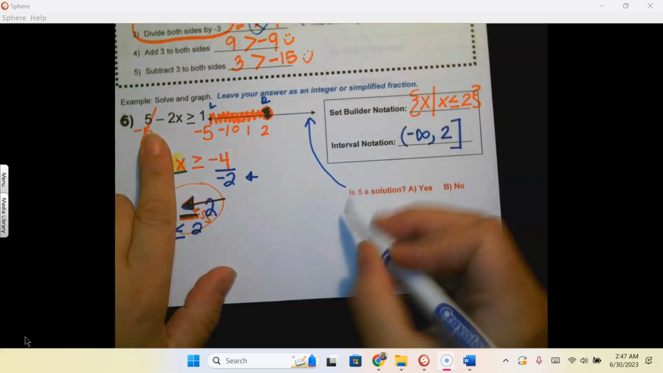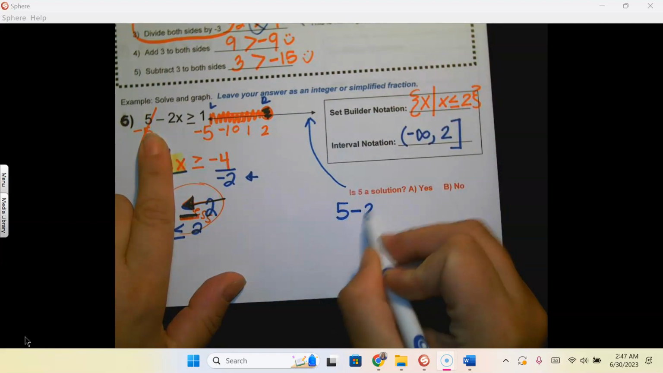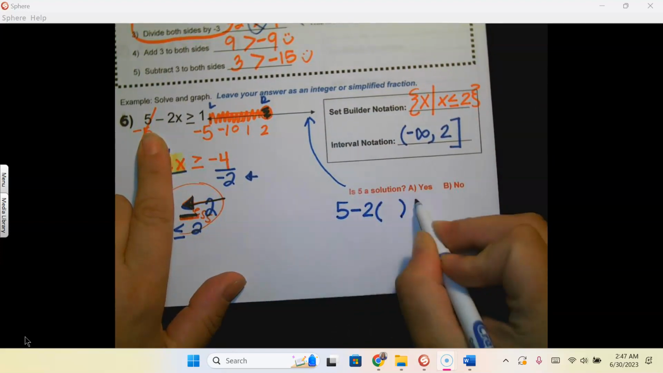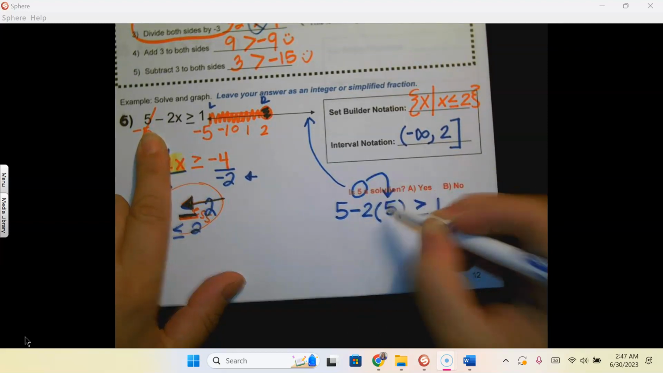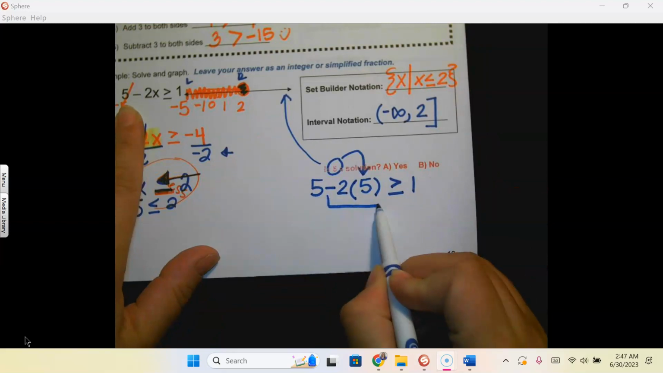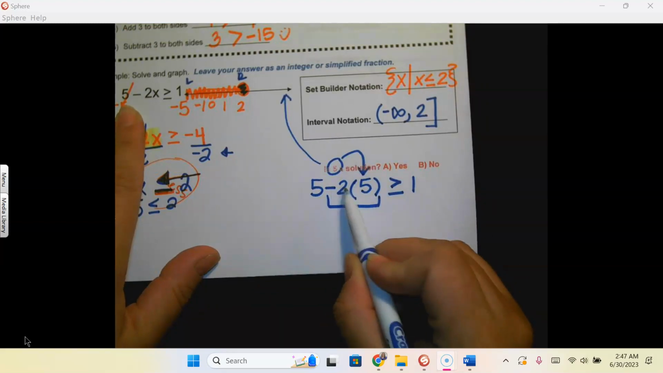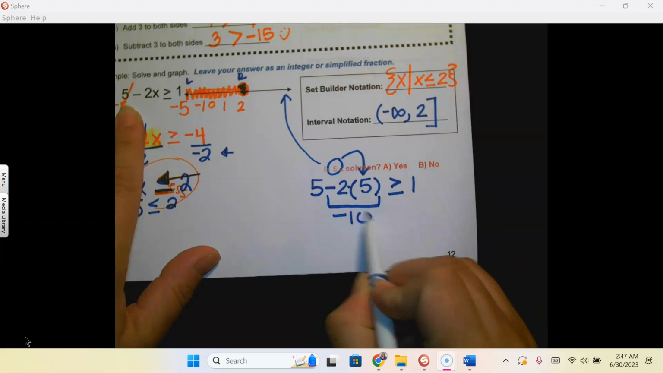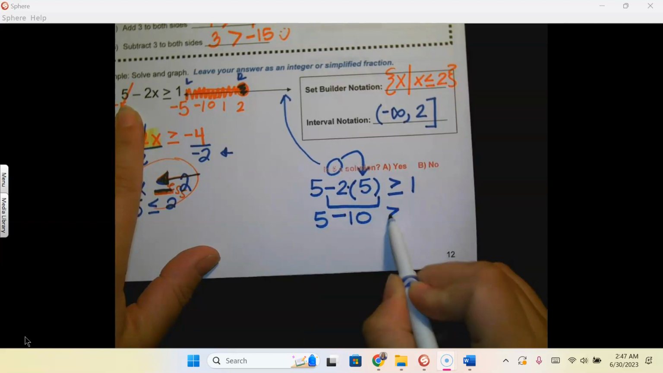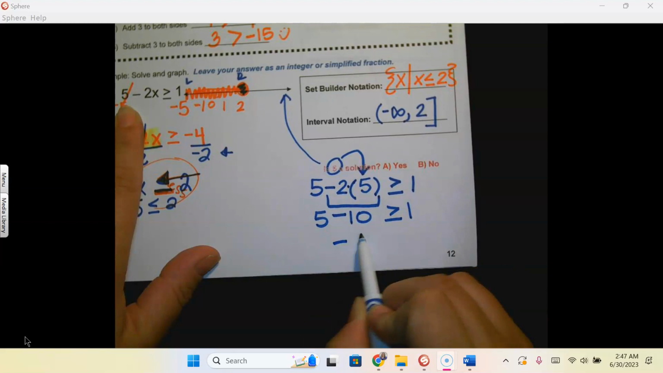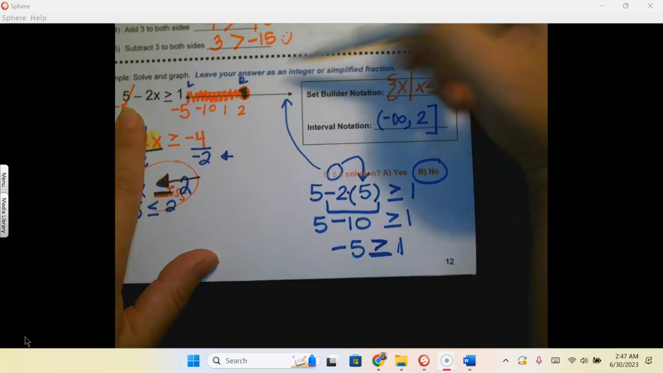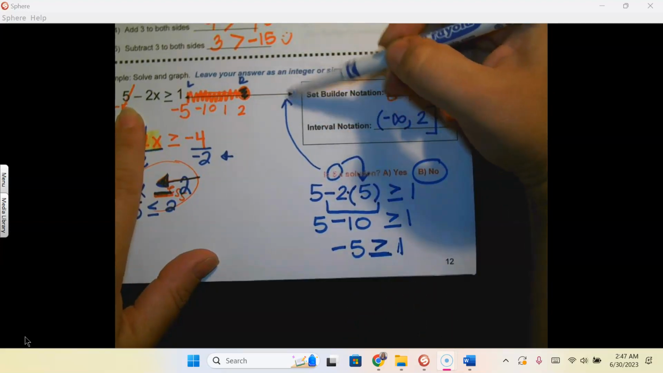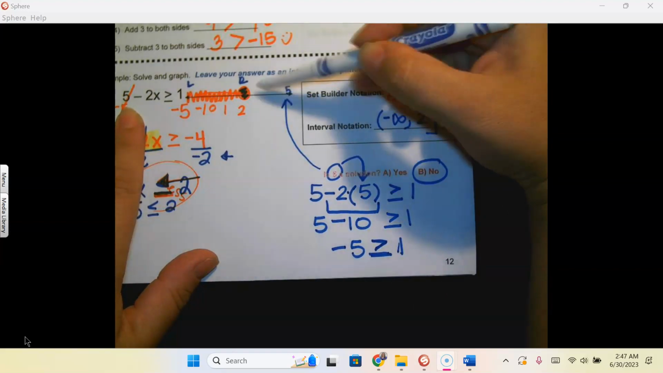Now if we go back to the original problem, to make sure it makes even more sense, this 5 right here, if we plug it in here, and we do order of operations first, so we multiply first, so -2 times 5 is -10, bring down the 5, and then 5 minus 10 is -5, it does not work. -5 is not greater than 1. So that's why you don't shade the side where 5 is. 5 would be over here, it shouldn't be shaded.